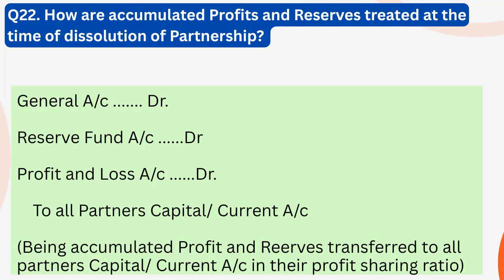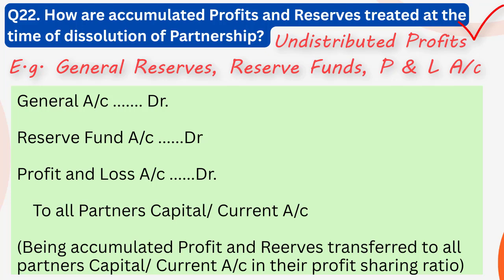Okay, now let's move on to another important question related to dissolution of partnership, where you need to make some journal entries also. The question is, how are accumulated profits and reserves treated at the time of dissolution of partnership? So see, first of all, what are these accumulated profits and reserves? Accumulated profits and reserves mean undistributed profits. Example, your general reserve, reserve fund, profit and loss account, the credit balance in it.